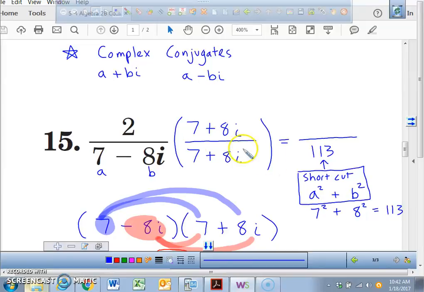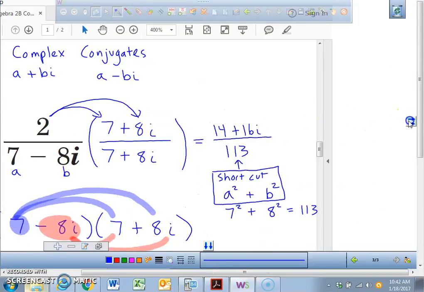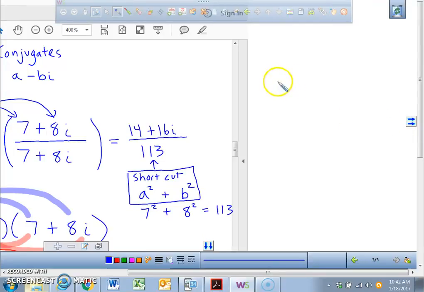Now, we're not done with the problem. We're almost done. We still have to do what with the 2? We have to distribute the 2 to the 7, and distribute the 2 to the 8i. So 2 times 7 is 14. 2 times 8i is 16i. Do you remember the final answer needs to be in the form of a complex number, which is a plus bi.